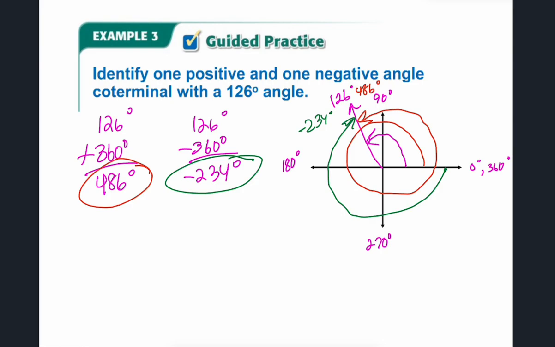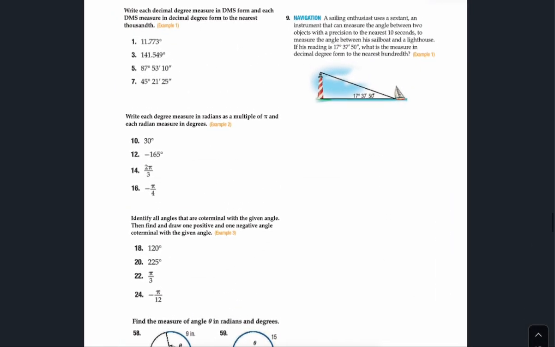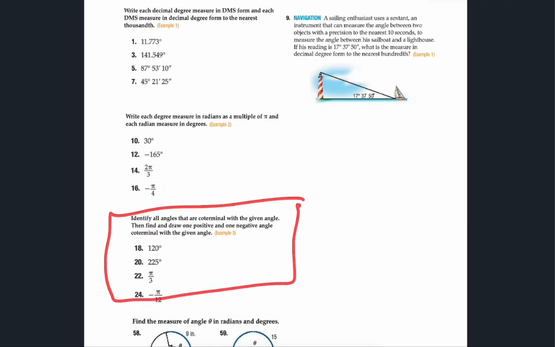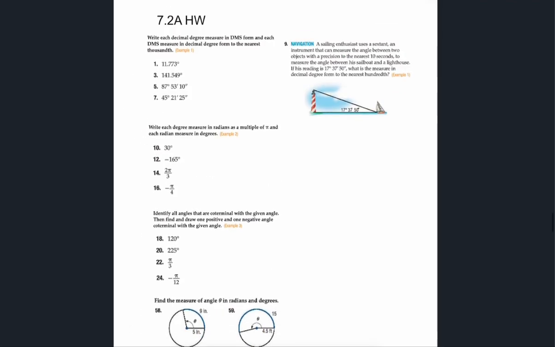And that's it. Okay. So for the homework here, you are doing some conversion of degrees and minutes, and you're doing some radians to degrees and degrees to radians. You're doing coterminal. Please, for this section, draw me the swirls. And then you can try those things right there. So there's your homework. Okay, so there you go.